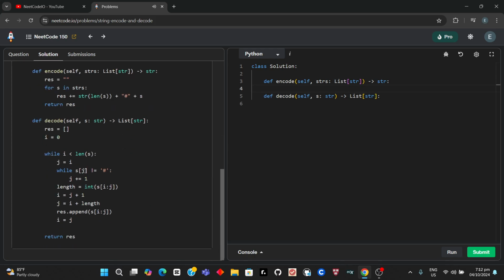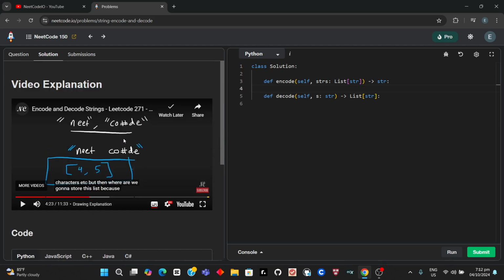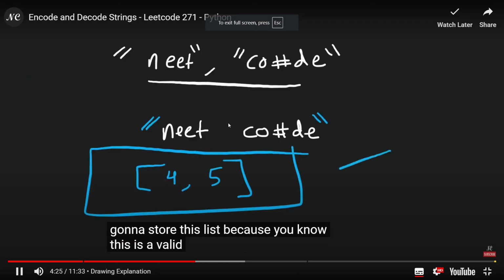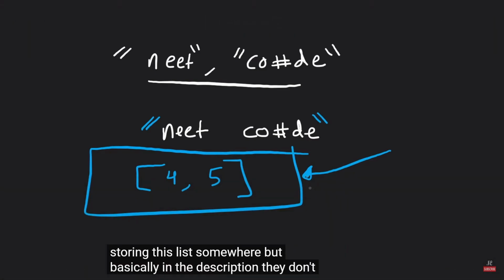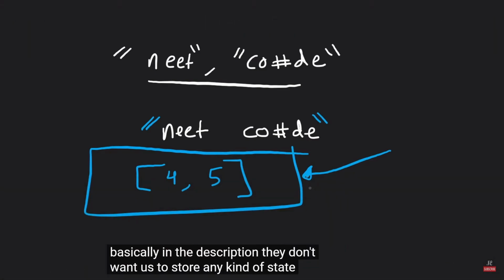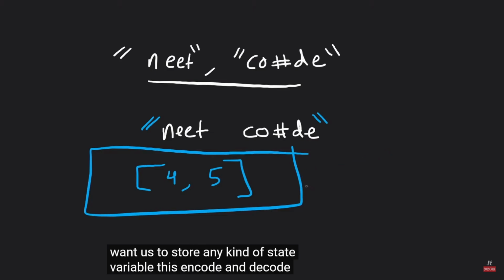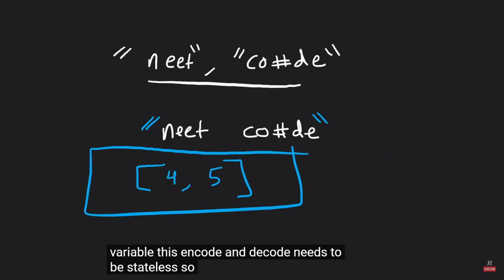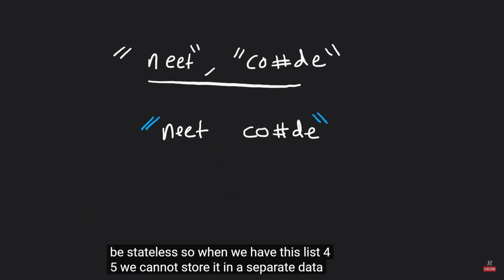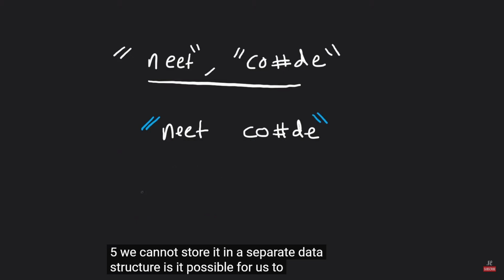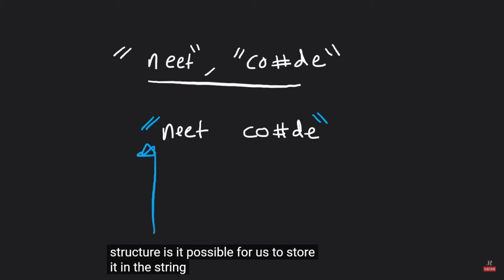This is a valid solution if we're storing this list somewhere, but basically in the description, they don't want us to store any kind of state variable. This encode and decode needs to be stateless. So when we have this list 4, 5, we cannot store it in a separate data structure. Is it possible for us to store it in the string itself?